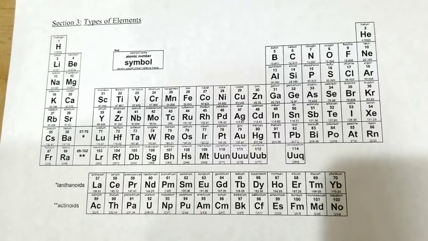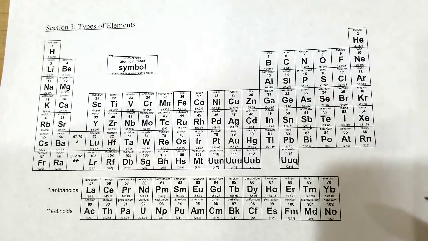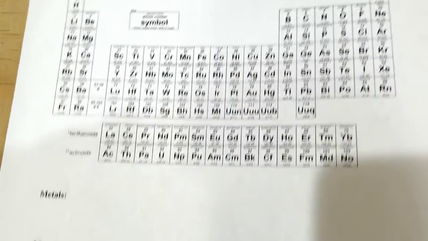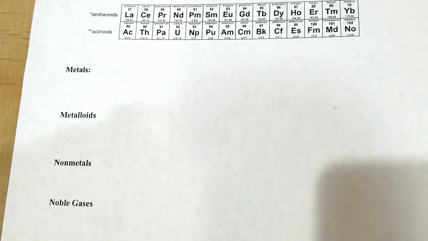Okay, so this is our last page. If you needed more time, just pause the video and then finish up the first three pages. And if you're ready, let's move on to the last page. Section 3, types of elements. So here we have the periodic table. They give us a list of different types of groups that are found on the periodic table. So we're going to look for those by using different highlights.